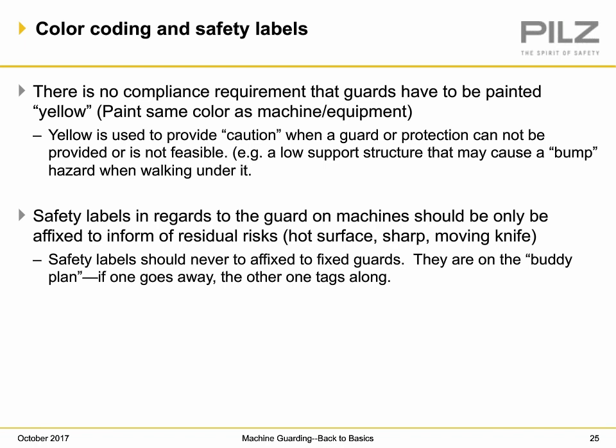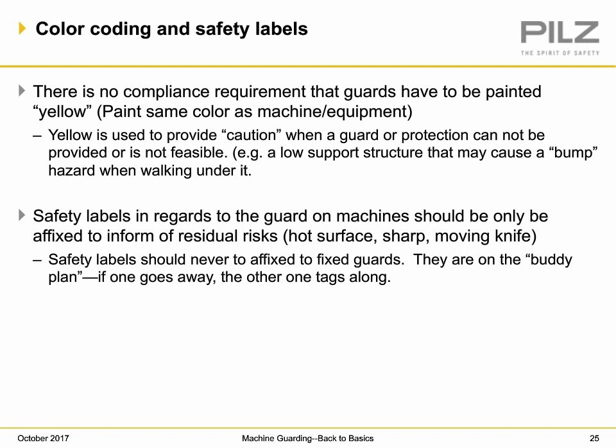And basically, yellow is used as a caution. When a guard or protection cannot be provided or it's not feasible, basically, if there's a low support structure that may cause a bump or hit hazard when walking under it, it's not 6'8", it's a little lower, there's a visual awareness that this is low, watch your head. I can't guard against that.